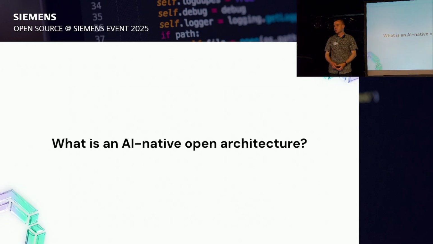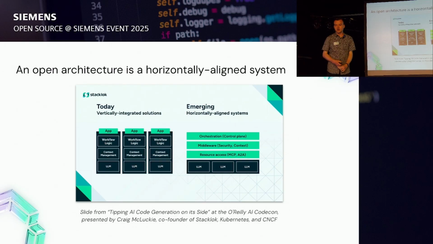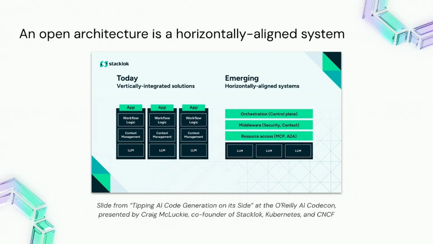And so now we get into the topic of the AI native open architecture. Now that I've given a little bit about Continue and a little bit about AI native development and what that looks like, I thought Craig McLuckie, one of the co-founders of Kubernetes and CNCF, and most recently Stacklok, at the O'Reilly AI Code Con had two really great slides that I'm going to borrow here. It's all about tipping AI code generation on its side.